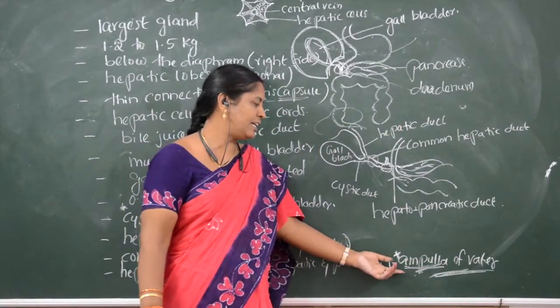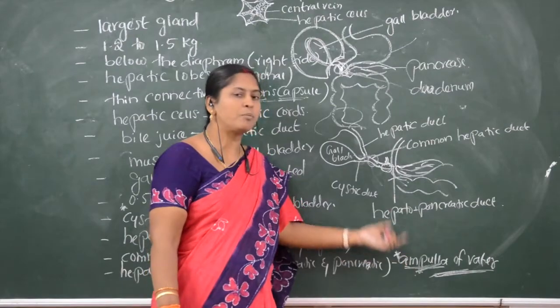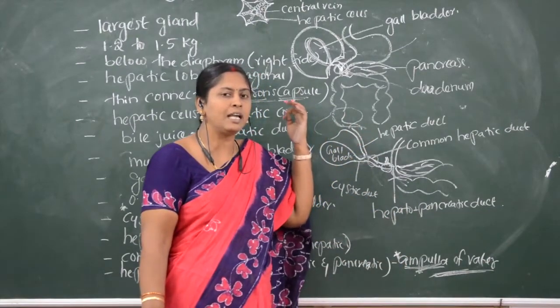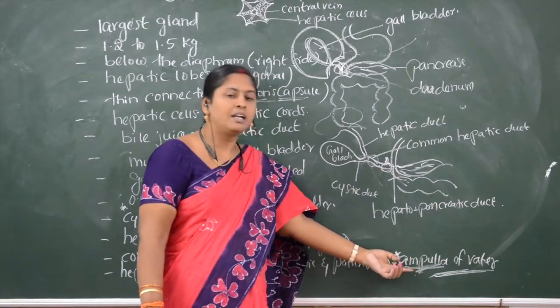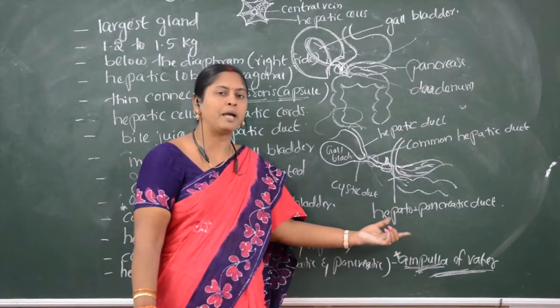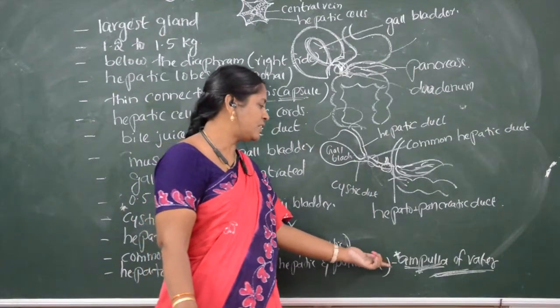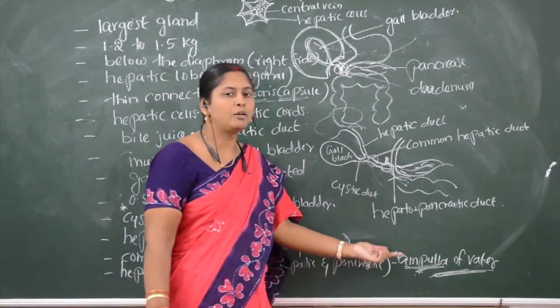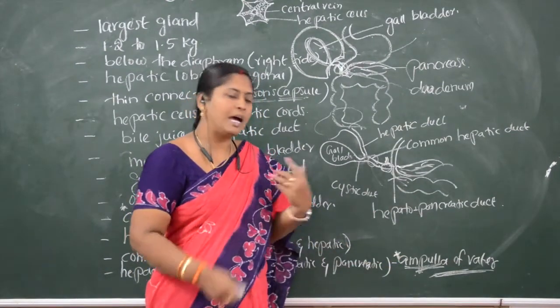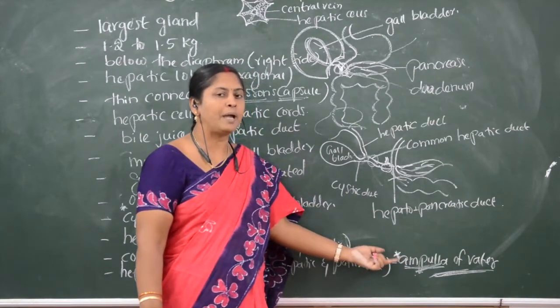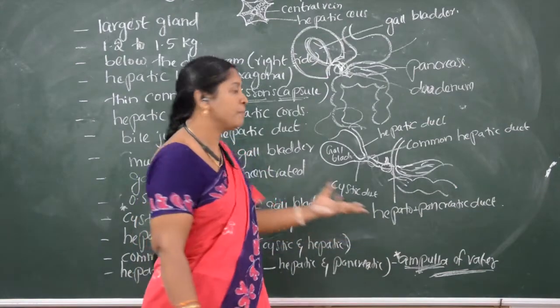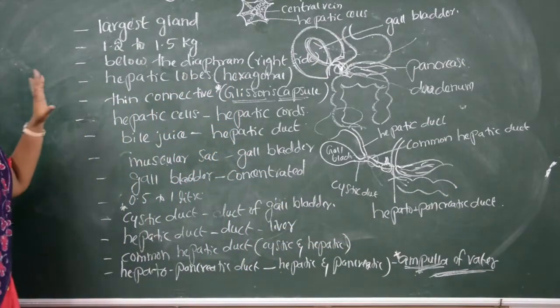Ampulla of Vater is nothing but a structure which is formed by the union of hepatic duct and pancreatic duct. That is, we can see this ampulla of Vater near a common duct called hepatopancreatic duct, or we can say a hepatopancreatic ampulla. Another way we can call ampulla of Vater is hepatopancreatic ampulla. So that is the structure of liver.